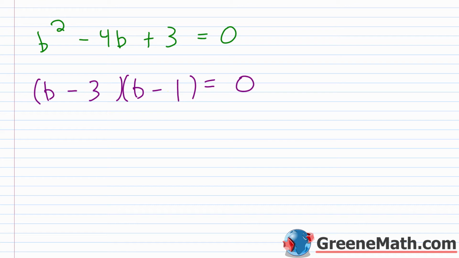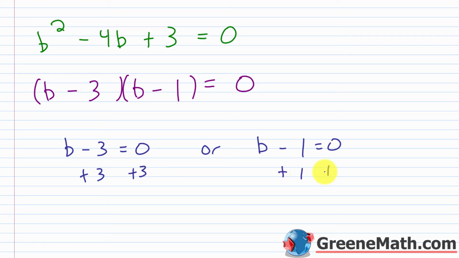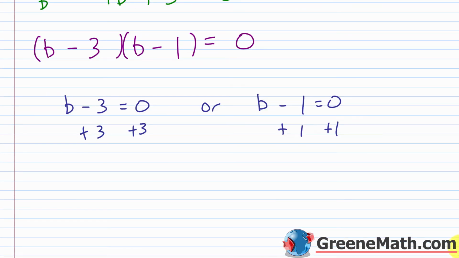So to solve this, again, use the zero product property. We're going to set each factor with a variable equal to 0. So we'd have b minus 3 equals 0, or b minus 1 equals 0. We'd add 3 to each side of the equation here. We'd add 1 to each side of the equation here. And what we're going to end up with is b is equal to 3, or b is equal to 1.